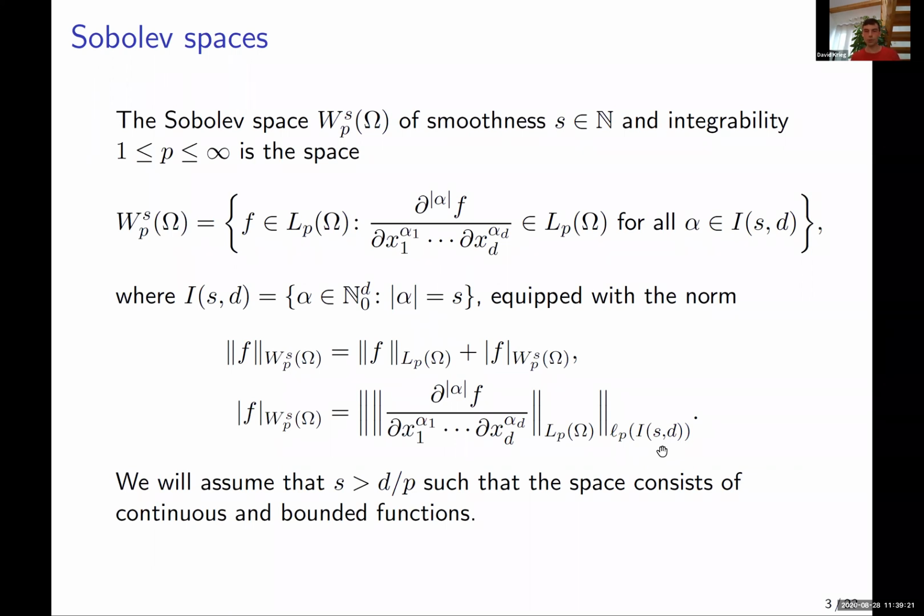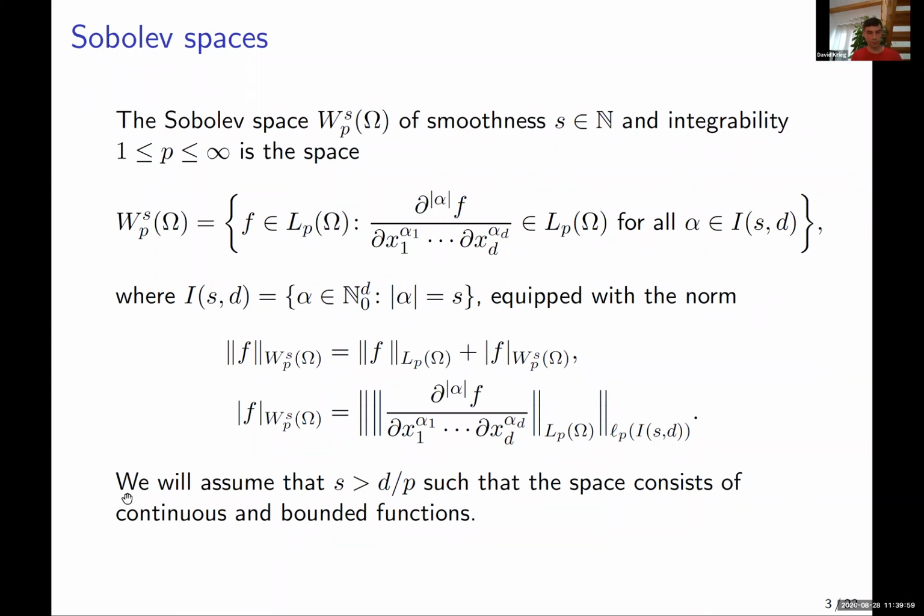And in case you don't know what weak derivatives are, that's not important. You can also just think of the Sobolev space as the space of functions for which this derivative here is in a classical way defined, so the space of s times continuously differentiable functions, for example, and then equip it with this norm. In this case, it won't be a complete space, but it's not important for the results which I write down.